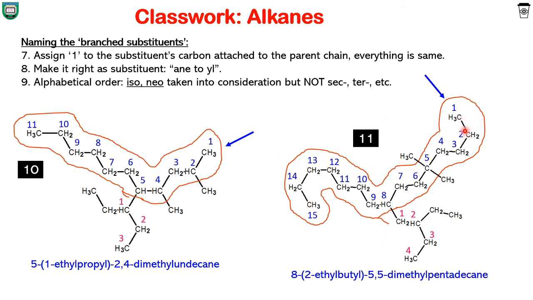Let's look at the 11th molecule. In the 11th molecule, we are numbering from top to the bottom. That is the top right to the bottom left. We are doing so in order to get less numbers to the substituents. So this substituent is a little bit complex. Let's name this first. In this substituent, this carbon is directly attached to the parent chain. So this carbon gets first number, then second number, third number, fourth number. Or you can do 1, 2, 3, 4. Both are same, right?